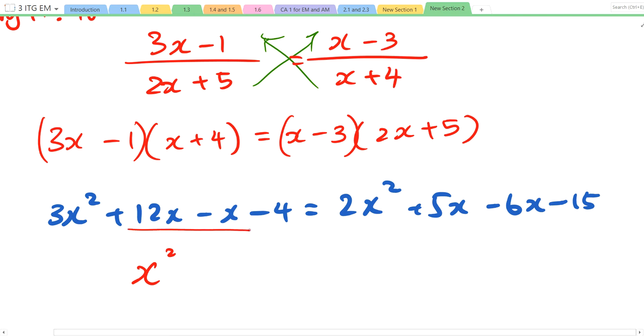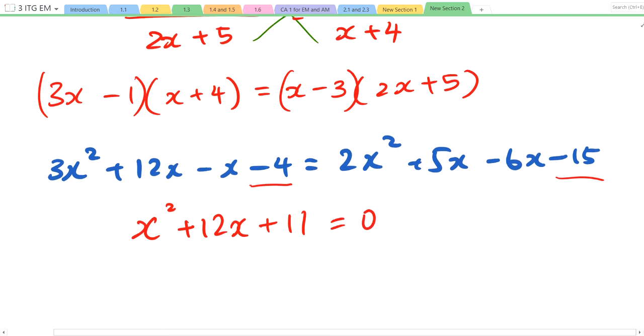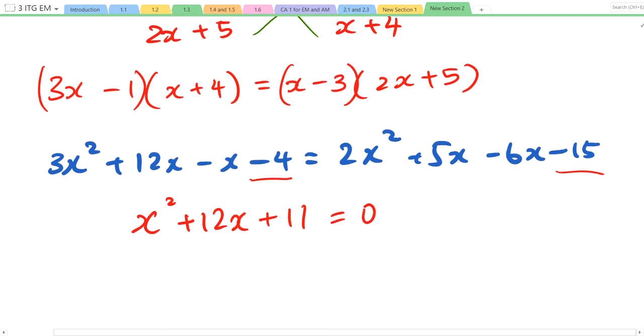Okay, this one is 11x, right? Minus 5 will be 6. Plus 6 will be 12x. Okay, plus 12x. I've got negative 4 plus 15. How much is that? Equals to 0, right? Okay, when you see this, you should be very happy already.